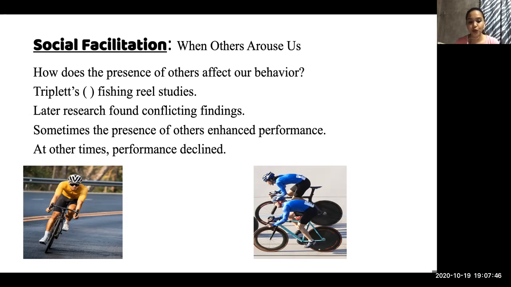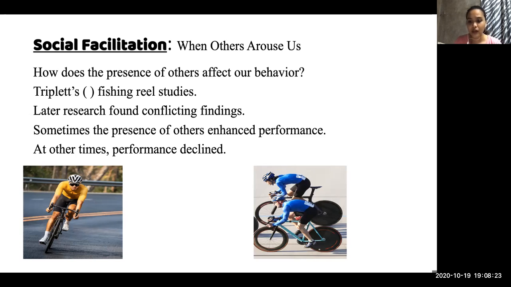According to Norman Triplett, he noticed that cyclists tended to go faster when they were competing with other competitors rather than when they were alone and just competing against the clock. He also studied a child alone and children in pairs but working alone. Their task was winding a given amount of fishing line. And Triplett reported that the children in pairs performed better than the child alone. So that is what social facilitation says: the presence of others improves performance.